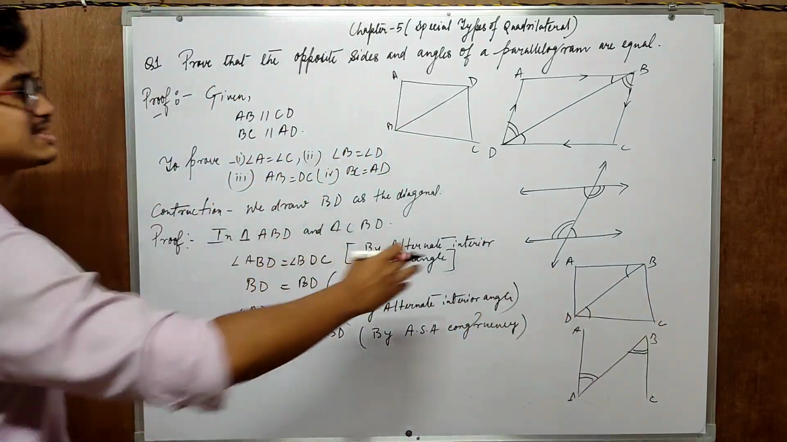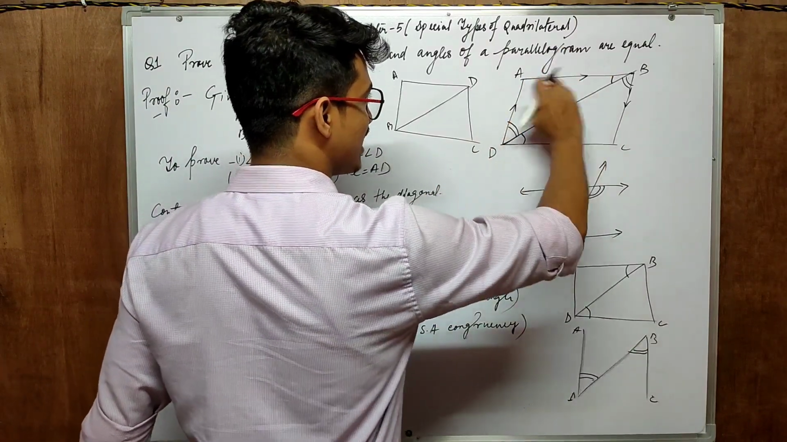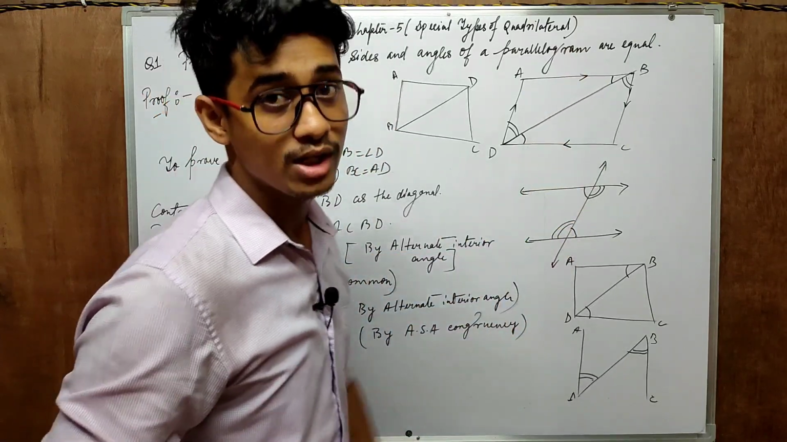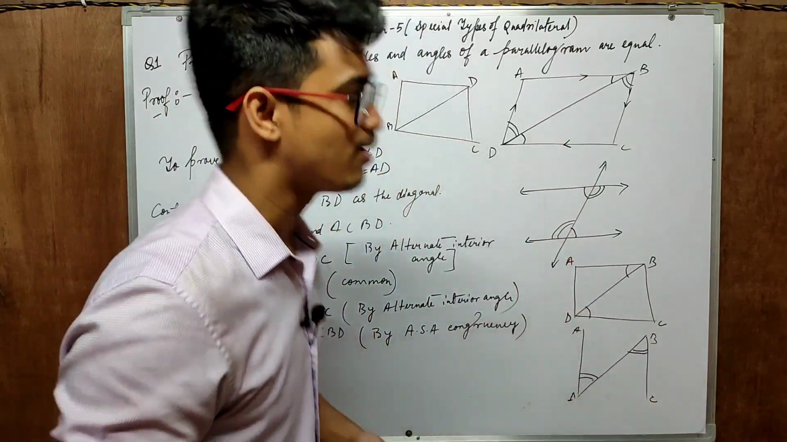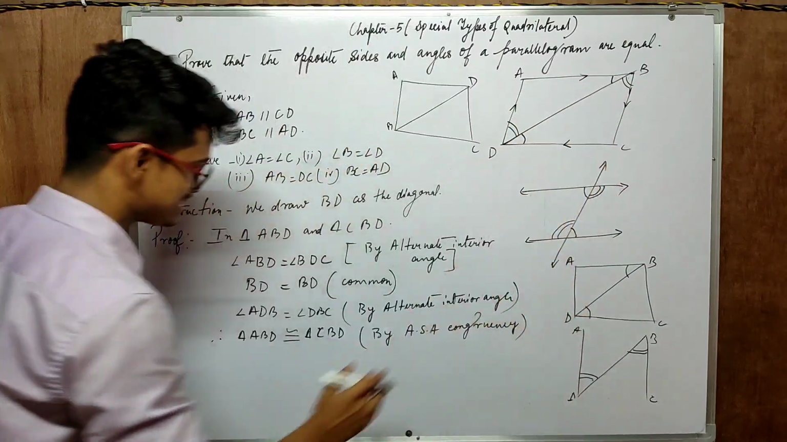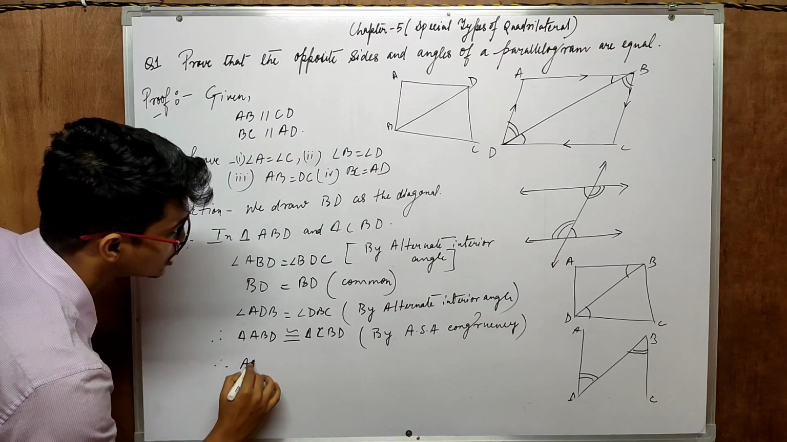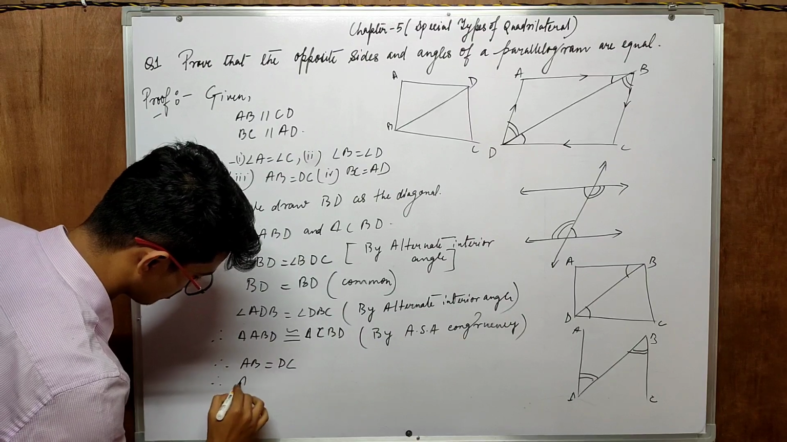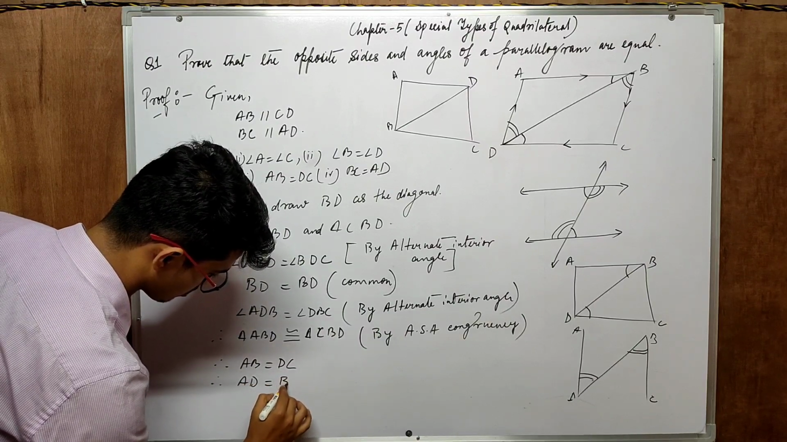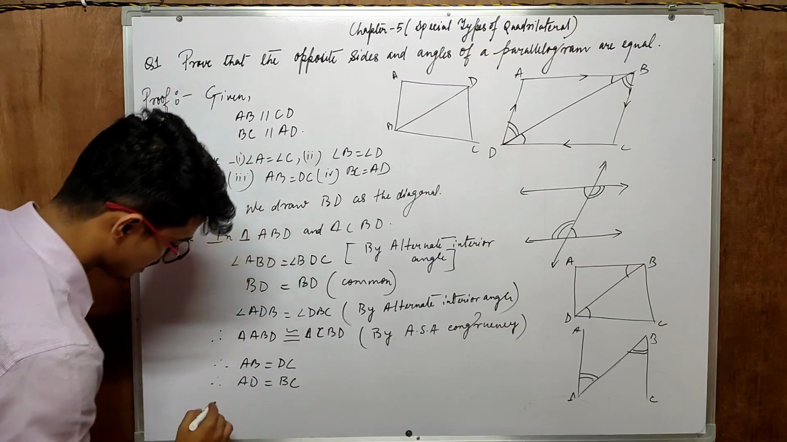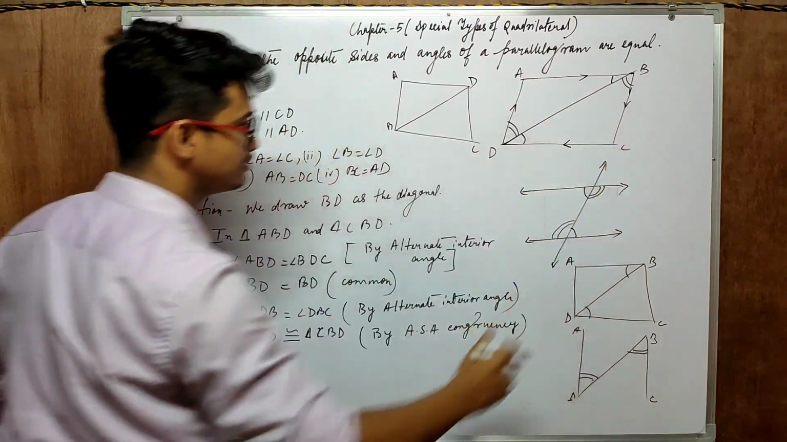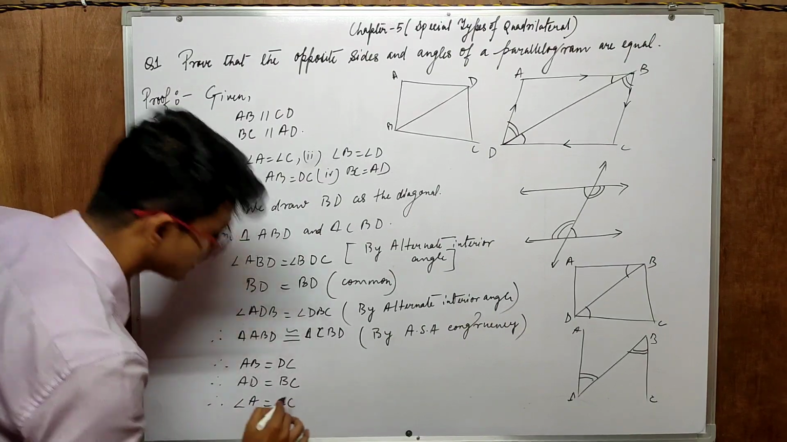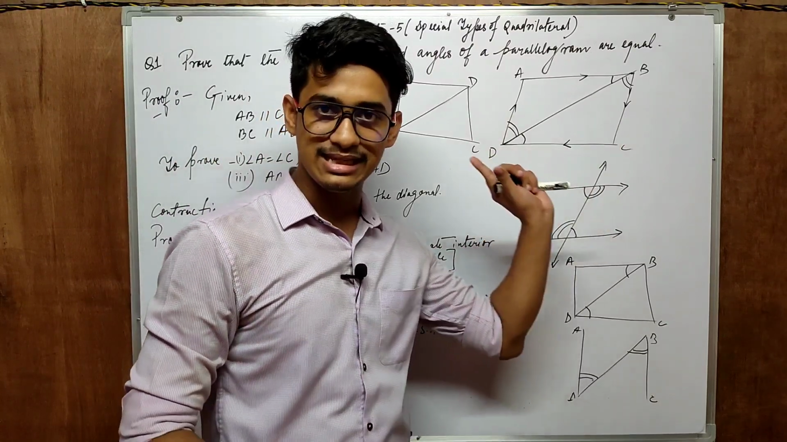So that means in triangle ABD and in triangle BCD, AB is equal to, which two pairs are equal? The corresponding parts. So that means AB equal to DC. Therefore AB equal to DC, AD equal to BC, and then this angle equal to this angle, angle A equal to angle C.